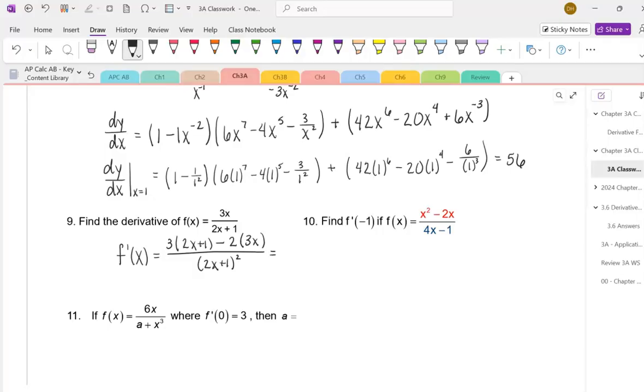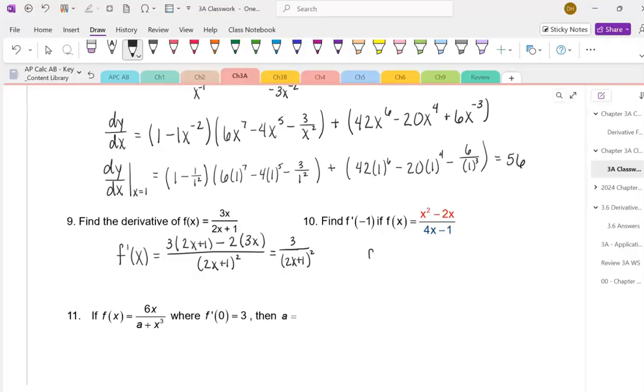3 times 2x, that's going to be 6x. 6x minus 6x, it's going to become 0. So you've got really just the 3 times the 1, 3. 3 over 2x plus 1 quantity squared. That would be the only thing that you could possibly do. But you can leave your answer totally unsimplified.